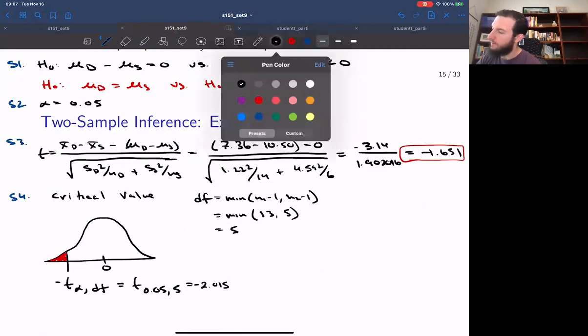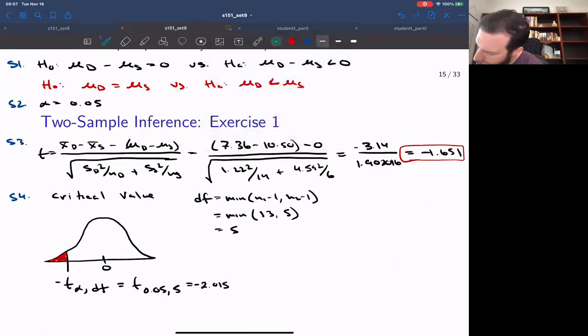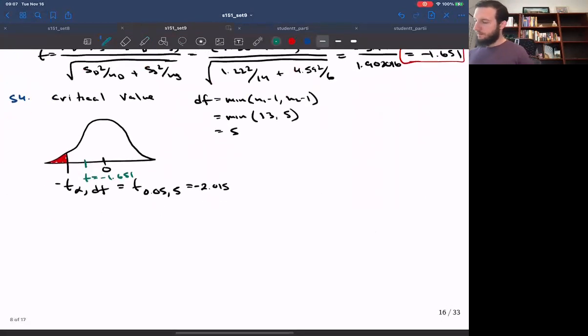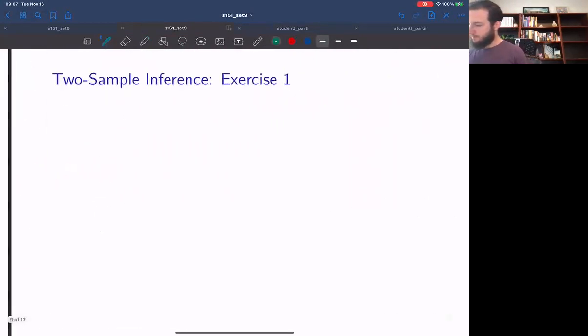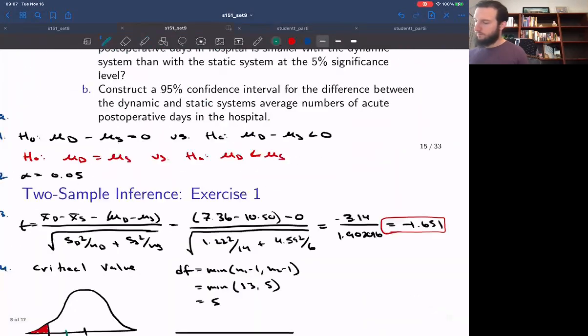Okay, and then you can see here, our test statistic is not going to get into the rejection region. Okay, perfect, lots of room.